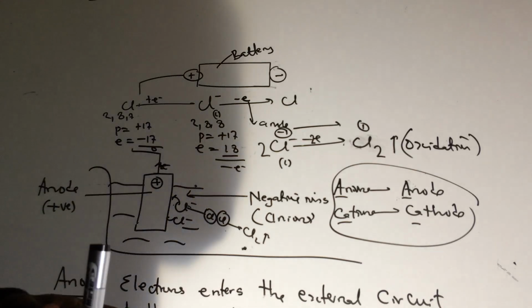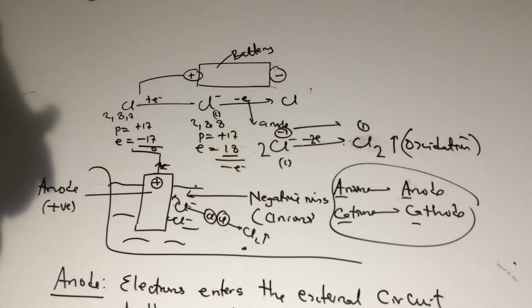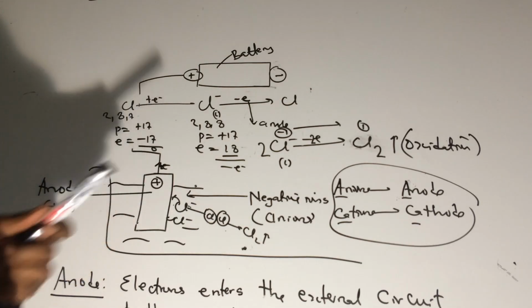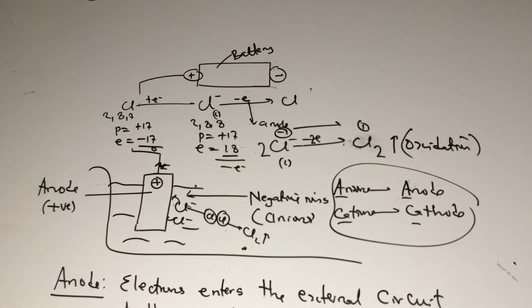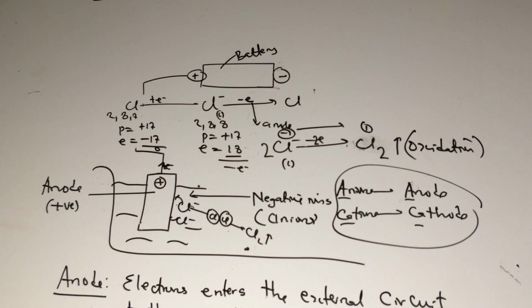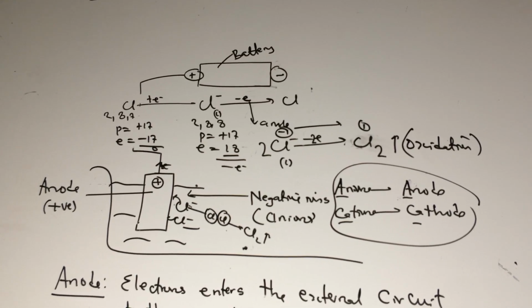Reduction is always at the cathode. So this is what happened at the anode. Don't forget. I've explained that the anions get to the anode, and the cations get to the cathode. If you look at the anode, oxidation always takes place at the anode, while reduction takes place at the cathode. So the two of them are both half-cells.